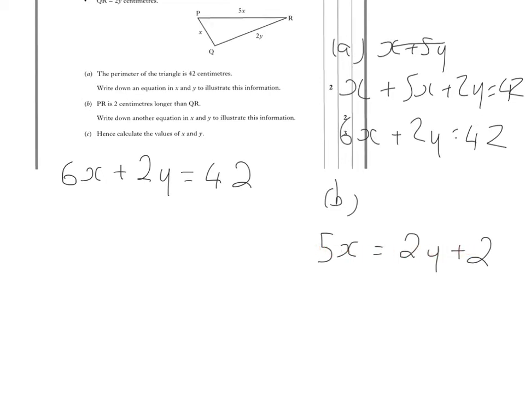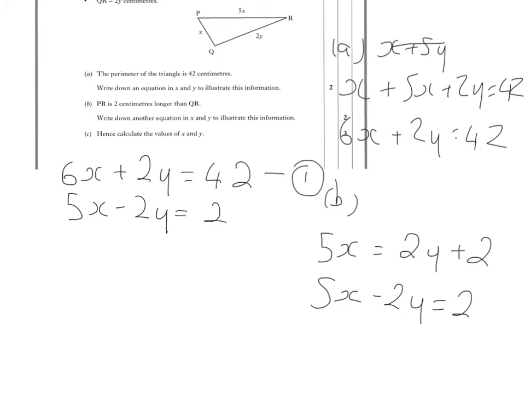Now what I'm going to do is take an opportunity just now to put this in the form letter, number, like equation 1. So that would be 5x minus 2y is equal to 2. So now that's kind of suitable. I've got letter, number, and letter, number. So the second equation will be 5x minus 2y is equal to 2. And that's equation 2.